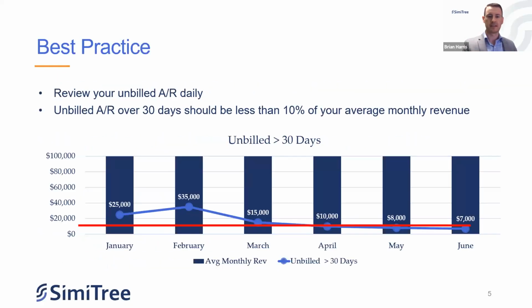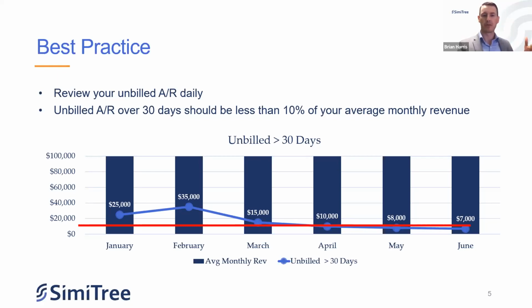If we jump to the next slide here, I just wanted to give a best practice benchmark that we use. And this one's always a little bit wordy, so we'll send you the slides. You can make sure you read through it if I fumble through the words here. But what we look at is unbilled AR over 30 days being less than 10% of your average monthly revenue. So we give a little bit of a visual down below there.